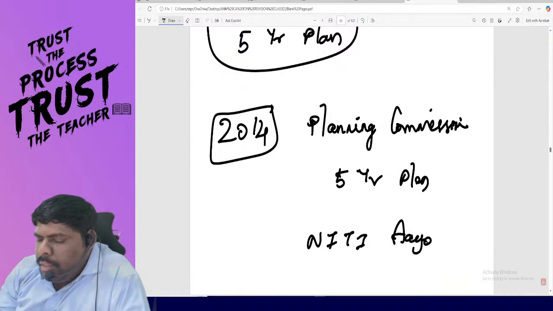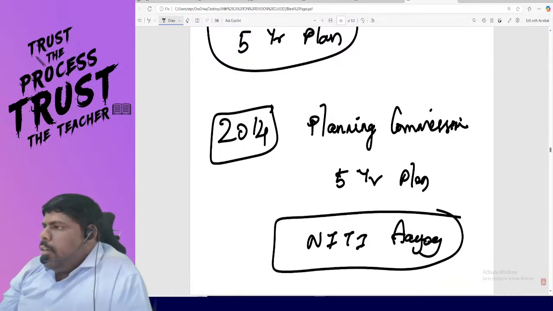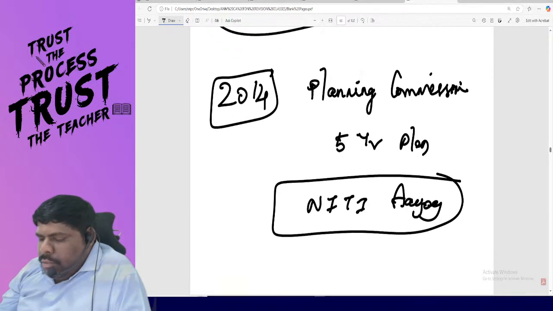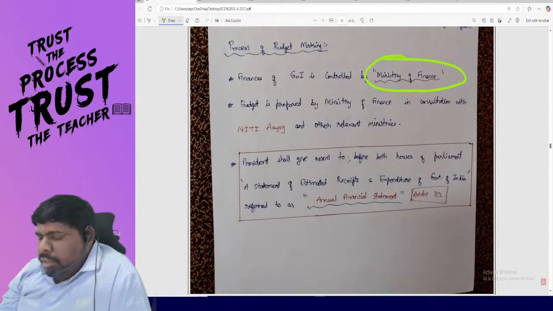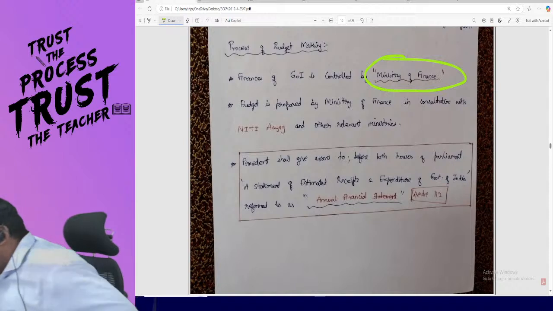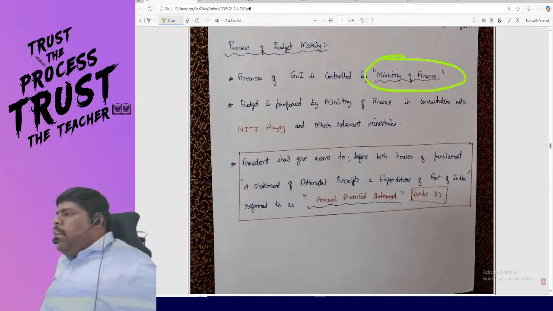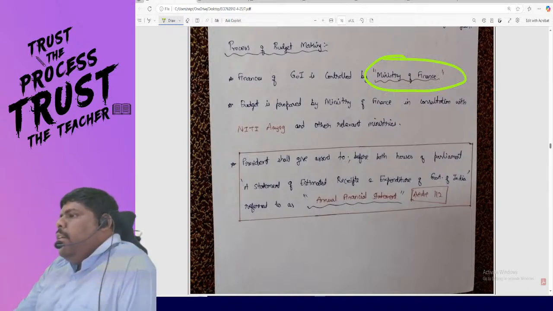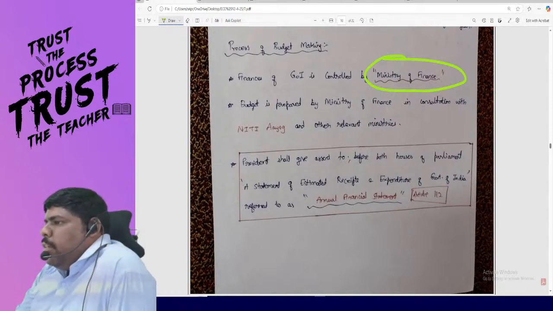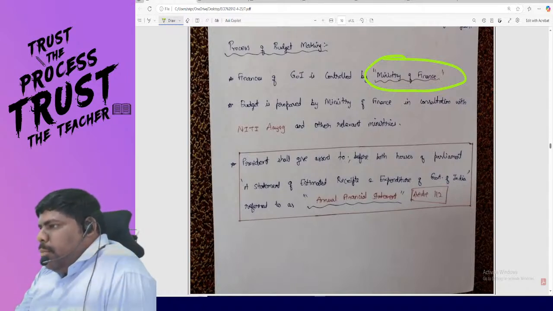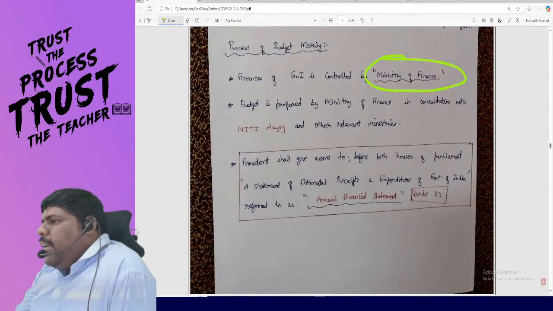Do you know the full form? National Institute for Transforming India. Okay, now listen, before a budget is being prepared, the government is not going to use the money for their own benefit. Practically, the money is not going to be kept only with the central government alone. It will be shared with each and every state government.